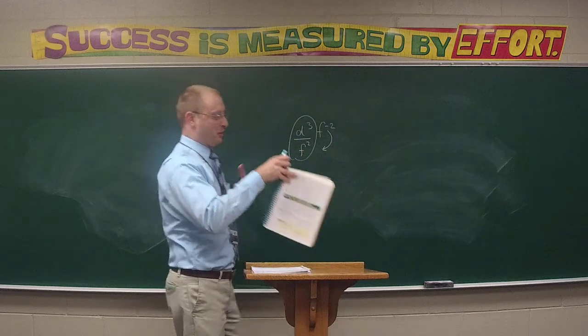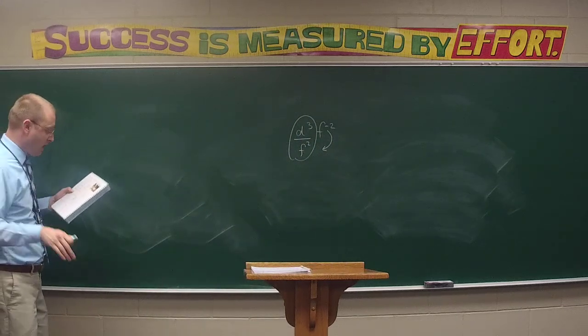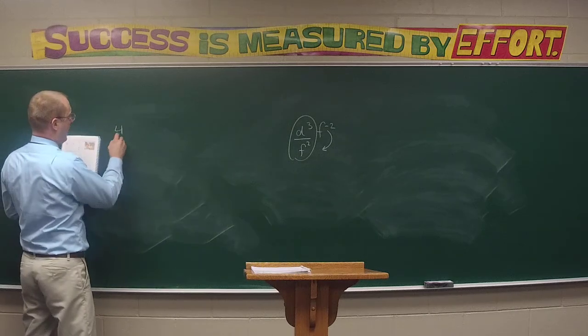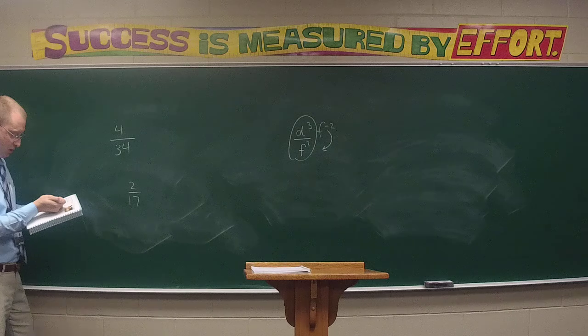Let's take a look at 49, because I bet some of you here, not Brecken, not Gavin, but some of you in here, did what Abby did. The 4/34, because you're smart, you reduced to 2/17, which is good.